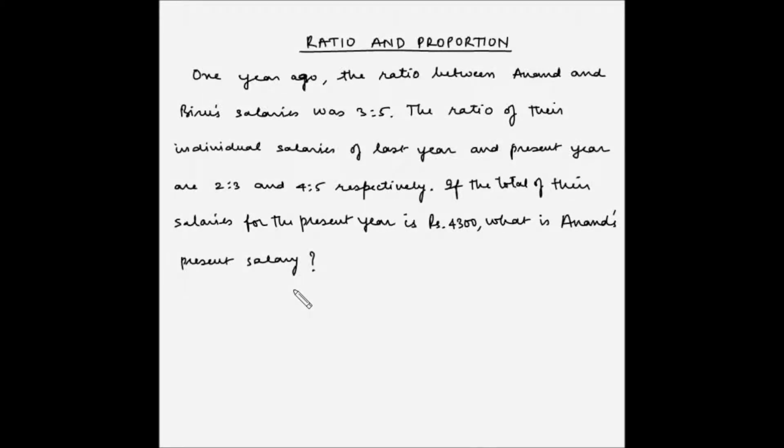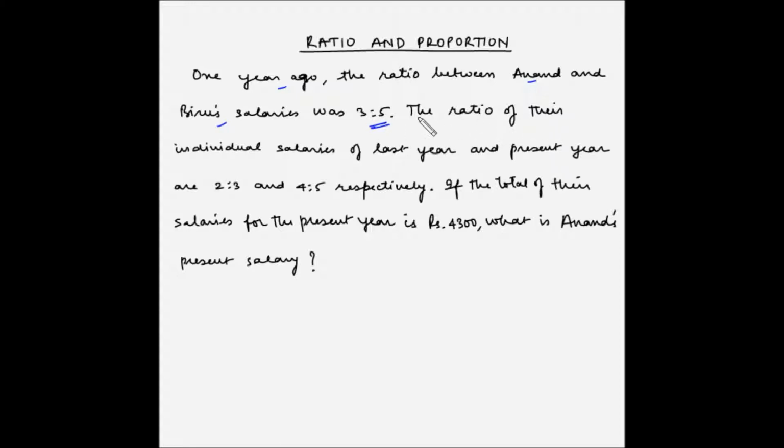1 year ago, the ratio between Anand and Biru's salaries was 3:5. So basically, if you took the total of Anand's and Biru's salaries 1 year ago and split them into 8 equal parts, that is the total salary split into 8 equal parts, 3 parts out of the 8 parts was Anand's salary and 5 parts out of the 8 parts was Biru's salary.